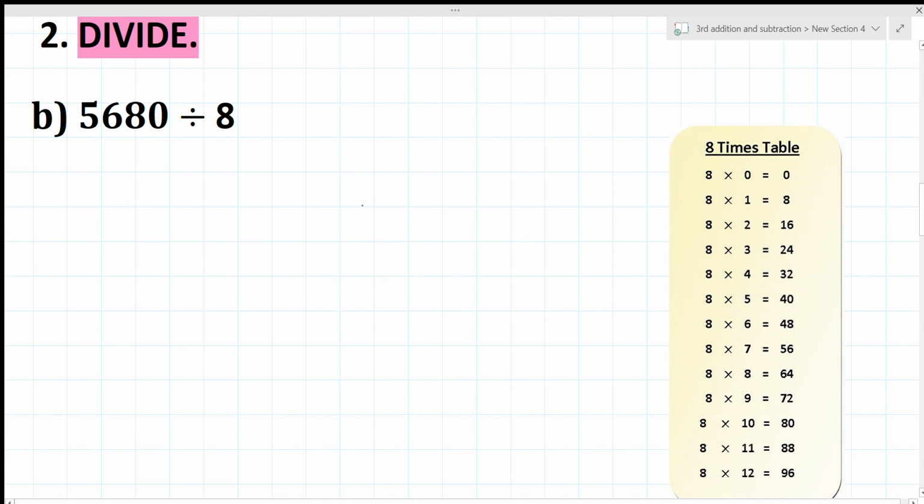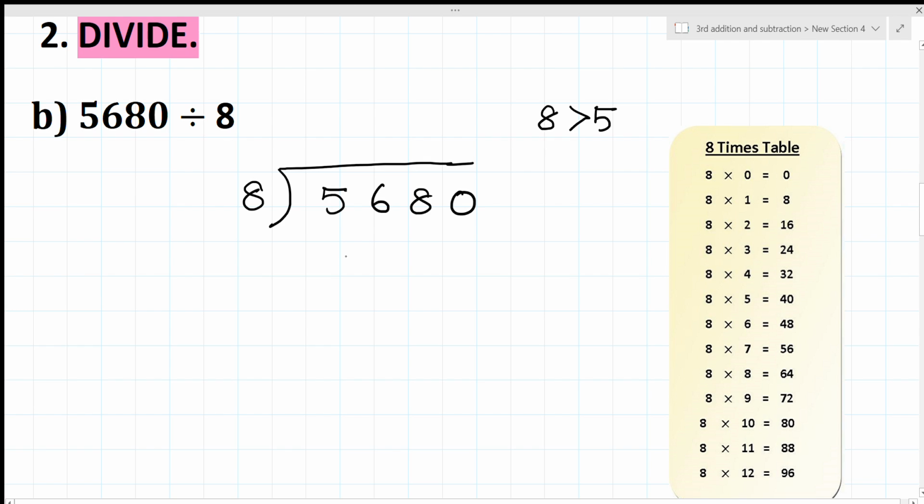First question is 5680 divided by 8. 8 is the divisor here and 5680 is the dividend. Now we are going to use 8 table. Look at the first digit, children. It is 5. 5 is less than the divisor.